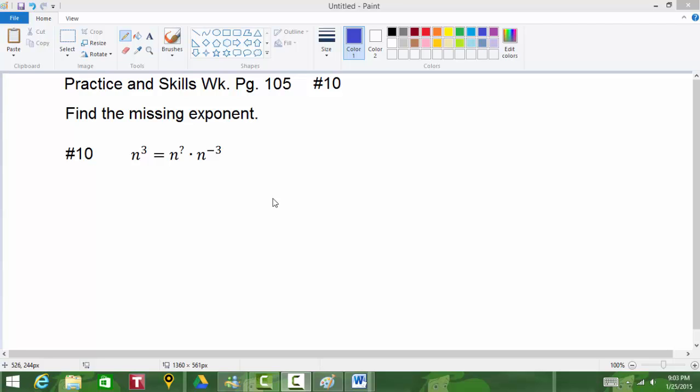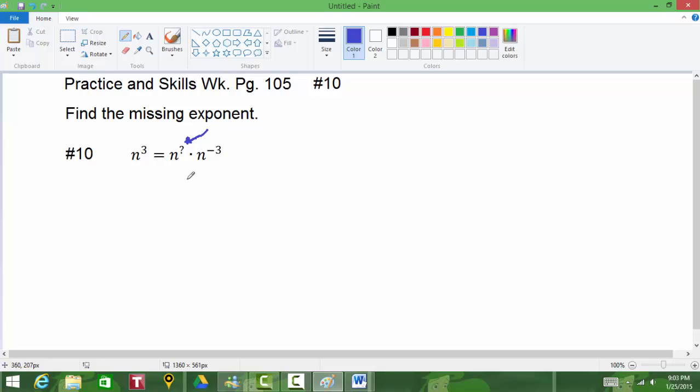Okay, you're going to be working on the Practice and Skills Workbook, page 105, problem number 10. It says find the missing exponent, and in this problem they've given us n to the third equals n to the mystery, I think in your book it says a box here, times n to the negative third. And what they'd like you to do is figure out what this question mark is going to be. And again, in your book, it's a big box.